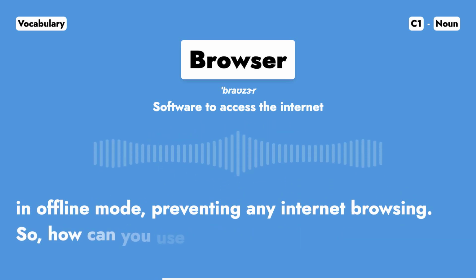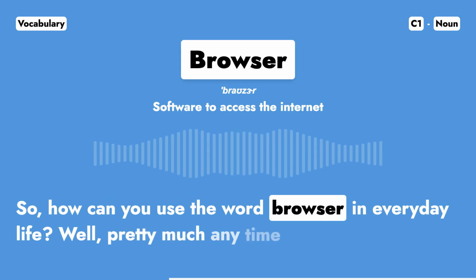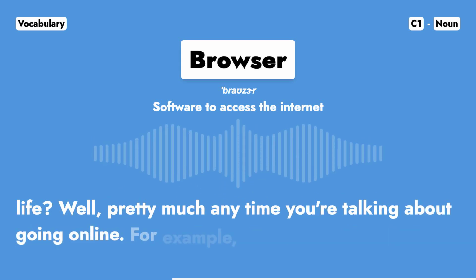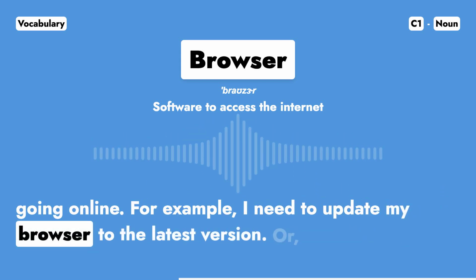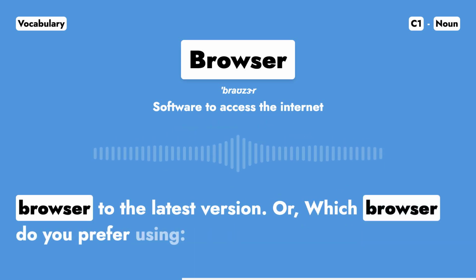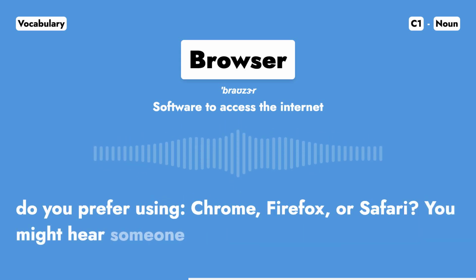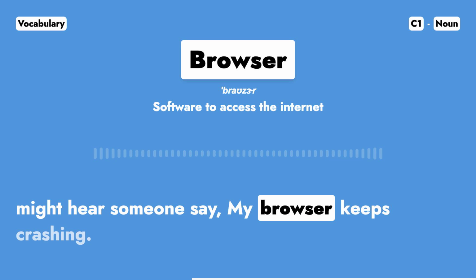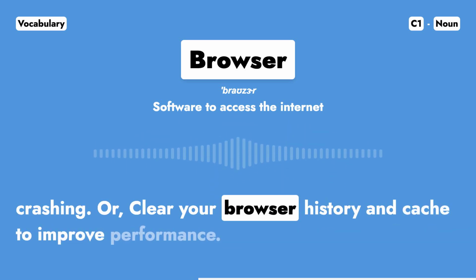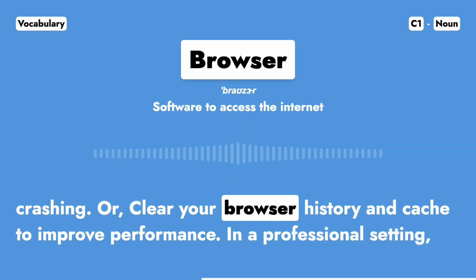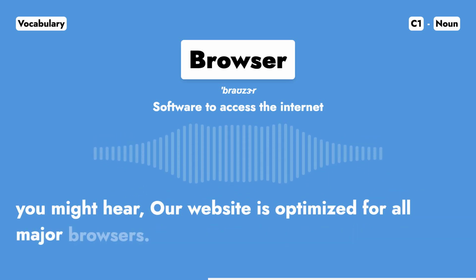So, how can you use the word browser in everyday life? Well, pretty much any time you're talking about going online. For example, I need to update my browser to the latest version. Or, which browser do you prefer using? Chrome, Firefox, or Safari? You might hear someone say, my browser keeps crashing. Or, clear your browser history and cache to improve performance. In a professional setting, you might hear, our website is optimized for all major browsers.